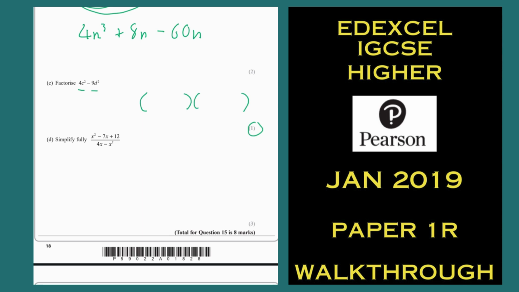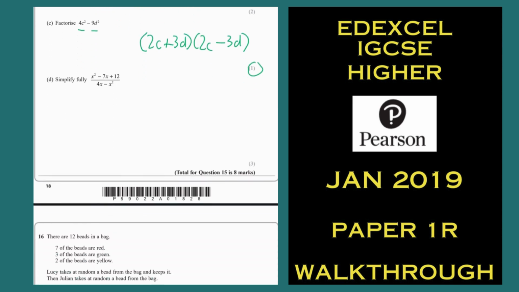So the square root of 4c squared is 2c. It's always plus and minus. And 9d squared, sorry, minus 9d squared, becomes plus and minus 3d. So yeah, one of them disguised ones.